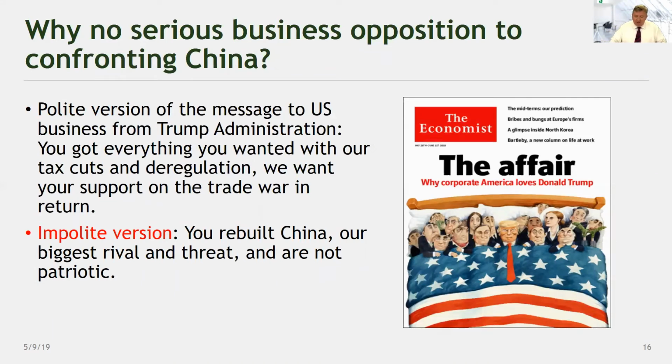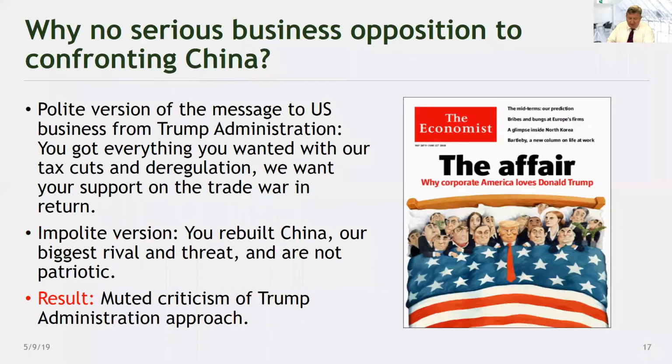The impolite message, which was put by Vice President Pence in a speech to the Hudson Institute last year, was to basically accuse US multinationals who had invested in China of rebuilding China. And so the argument there is, you US multinationals have rebuilt China, you've built our biggest rival and threat, and the implication is that they should not be so unpatriotic in the future. So this is a much nastier line and a much tougher line.